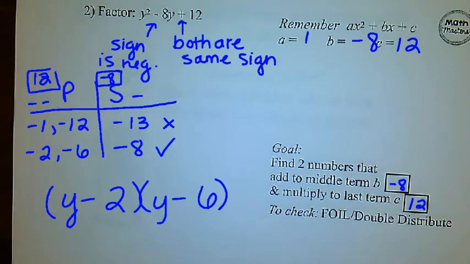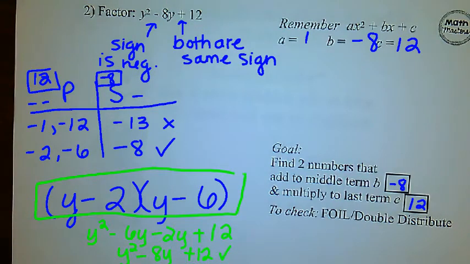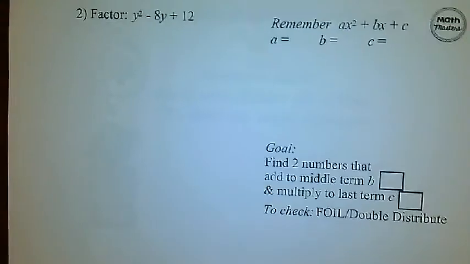Okay, and again, if you did want to check, you would get y squared minus 6y minus 2y plus 12, because negative times negative. Okay, so y squared minus 8y plus 12, so that does work. And again, you don't have to do that every time, but I mean, you did all that work, so you might as well check your answer.